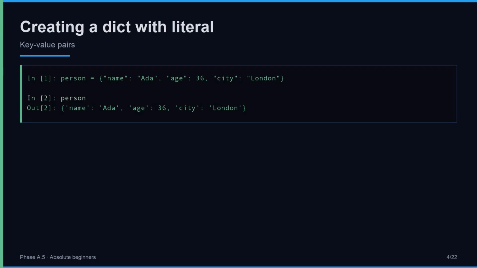This is the most common way to create a dictionary, curly braces with key value pairs inside. The key comes first, then a colon, then the value. Pairs are separated by commas. The key name points to Ada. The key age points to 36. The key city points to London. Notice the keys are strings, and the values can be any type, here a string and a number. You choose the keys, they are the names your data is filed under. Curly braces hold your pairs.